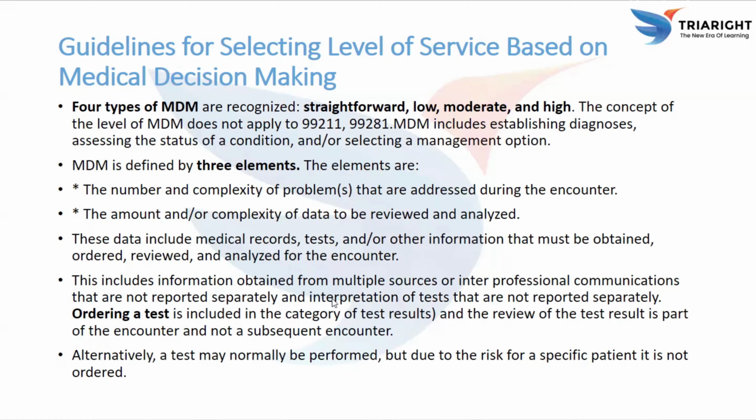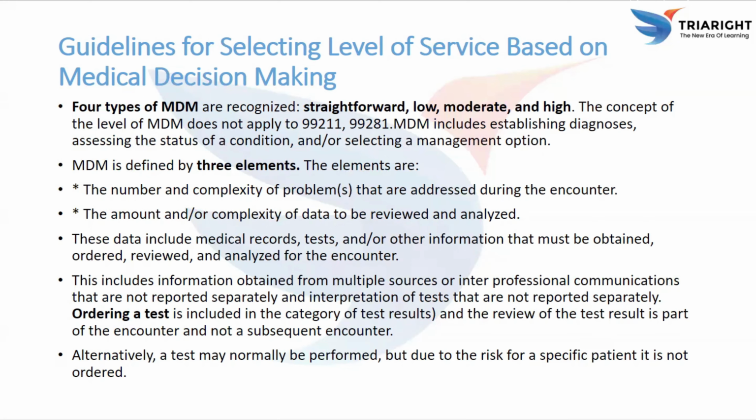And element 3, risk of complications and/or morbidity or mortality. So what is it? Risk is based upon the diagnostic procedures, management options, medications, surgical decisions, and patient comorbidities. Risk can be minimal, low, moderate, and high. So how do we determine the MDM level? It's a golden rule: 2 out of these 3 elements must meet or exceed the same level.